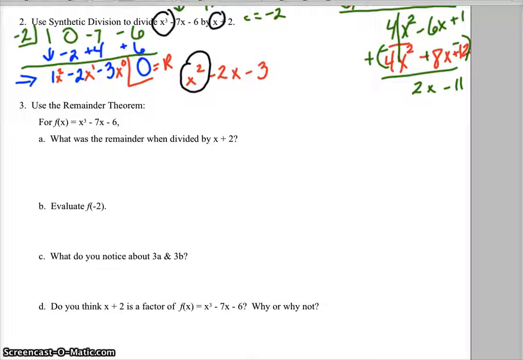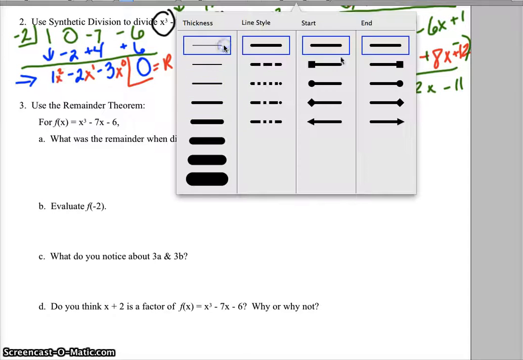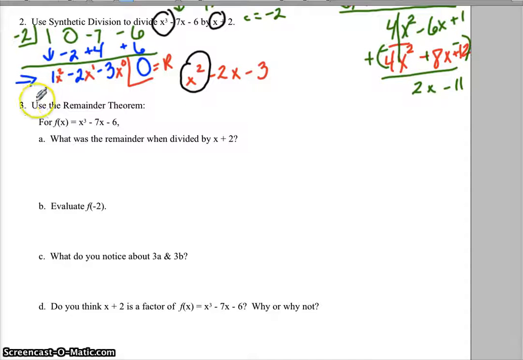Okay, we're back and we are still on note 2.3b through 2.4, Roman numeral 2. This time we're starting with problem number 3. Number 3 says use the remainder theorem.